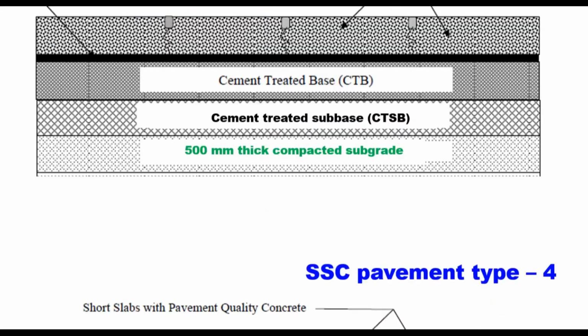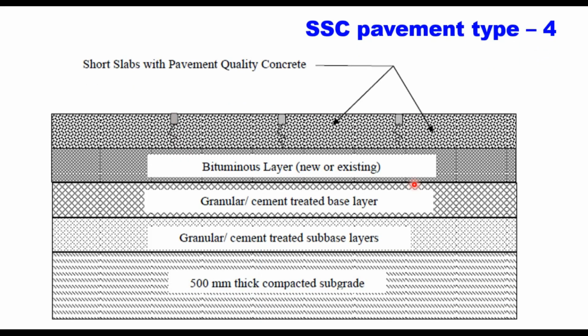And the fourth one is a short slab concrete pavement placed over new or existing bituminous pavement. So this is the existing or new bituminous layer, and below that you have GSB or CTB layer, and below that you have GSB or cement treated subbase layer, and then 500 mm thick compacted subgrade. The bituminous layer provides a non-erodible and strain absorbing support for the slab. No separation layer is required between slab and bituminous layer. A minimum soaked CBR of 5% is recommended for subgrade in new construction.